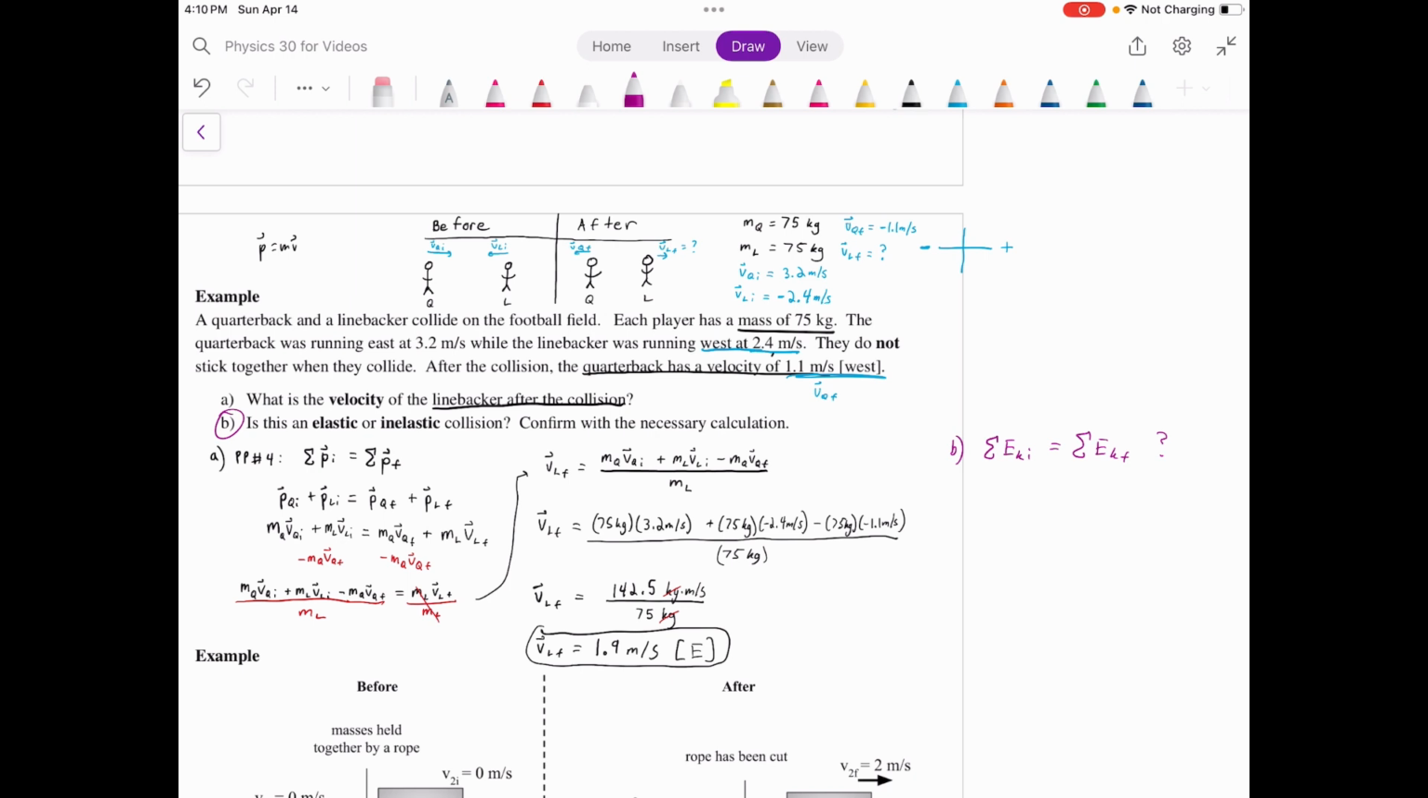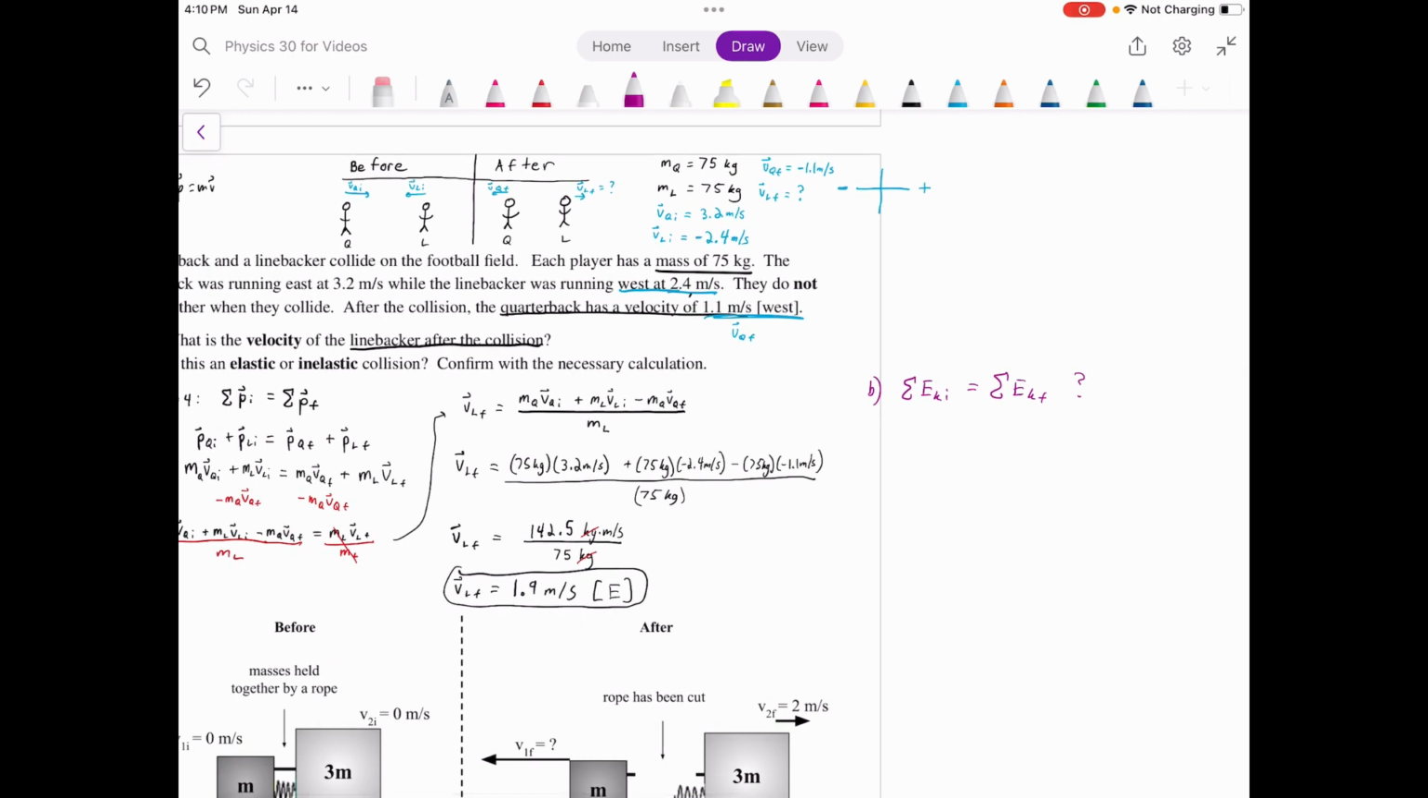They hit and bounced. They didn't stick together. So it is possible that it could be. We'll need to do the calculation to confirm here, okay? But it's the same idea. We have two objects, each moving, each with mass, so they each have kinetic energy before and after.